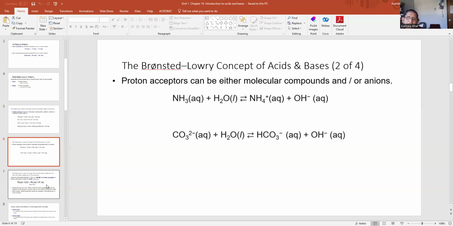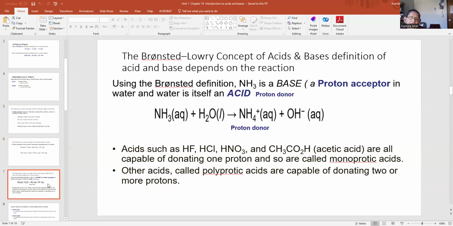Now you see in these two reactions that water can donate or accept a proton, and such molecules we call amphiprotic. Using the Bronsted definition, we have NH3 as a base because it accepts a proton, and the water itself is a proton donor.